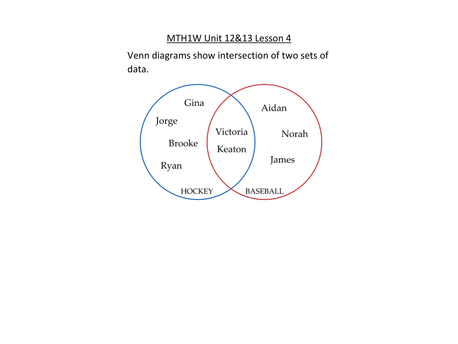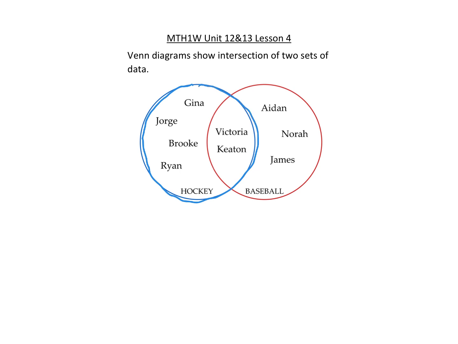In this lesson, we'll look at the intersection of two linear equations. So let's just track back a little bit to Venn diagrams. What does it mean by intersection of two sets of data? You can see in the blue circle, we have the people that play hockey. Gina, George, Brooke, Victoria, Keaton, and Ryan all play hockey. So they are in this blue circle.